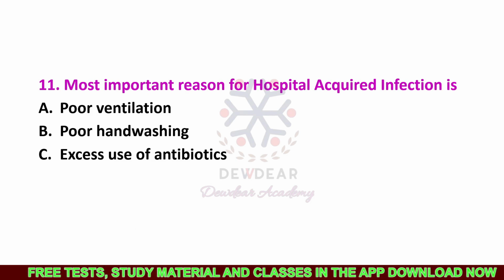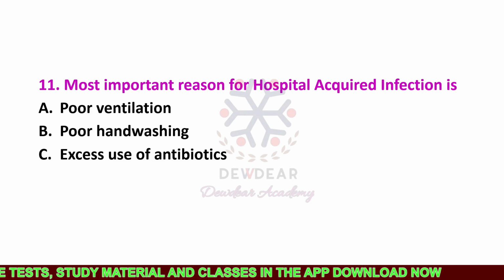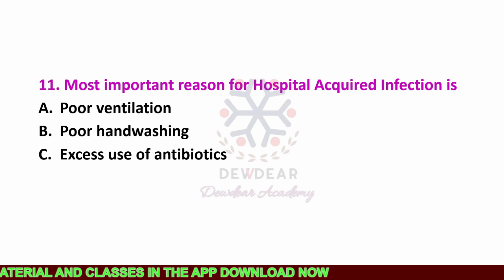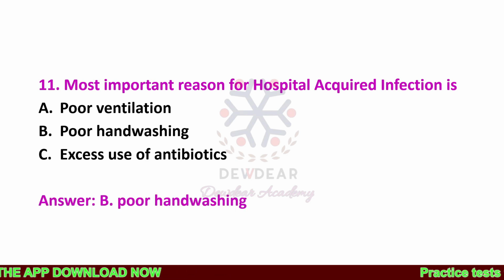Then question number 11, most important reason for hospital acquired infection is. Options: poor ventilation, poor hand washing, excess use of antibiotic. So here the correct answer is option B, poor hand washing.